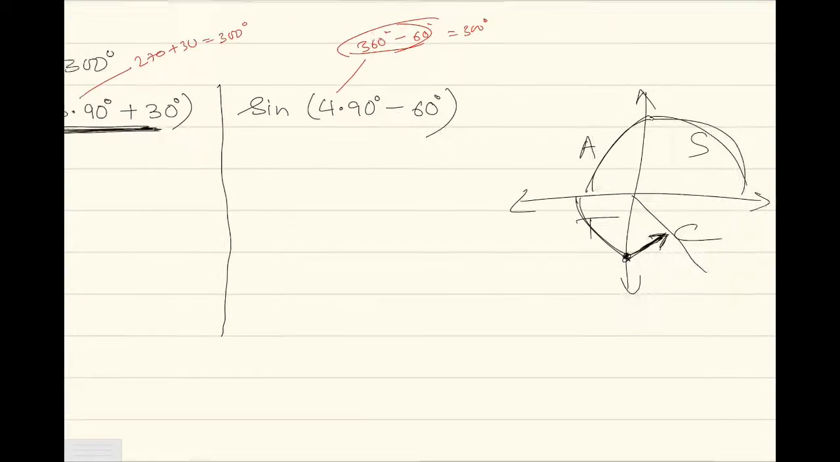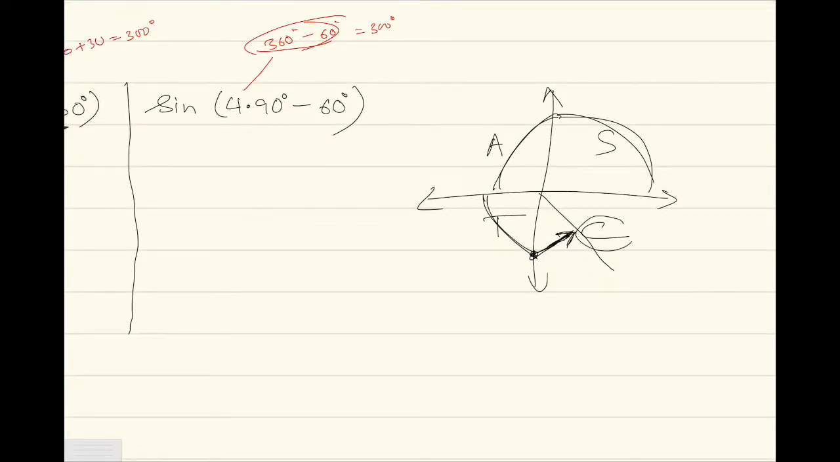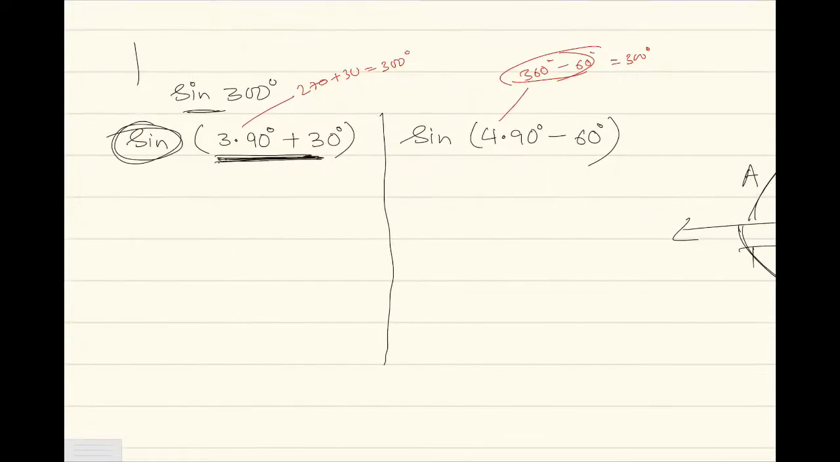So in the fourth quadrant, what is sine? Is it positive or negative? In the fourth quadrant, only cos is positive, so sine definitely has to be negative. So I'll write here minus. The sign for this particular function is minus.